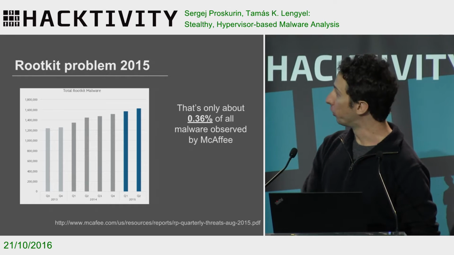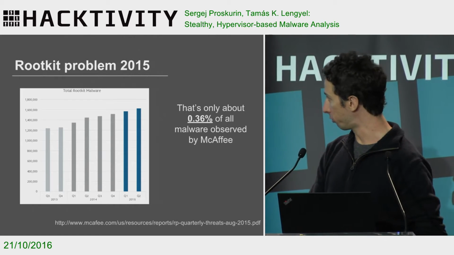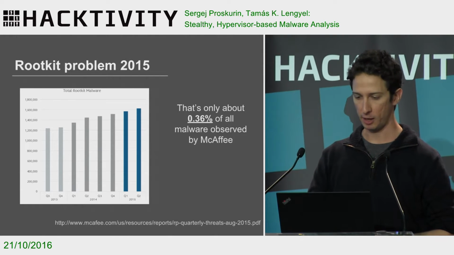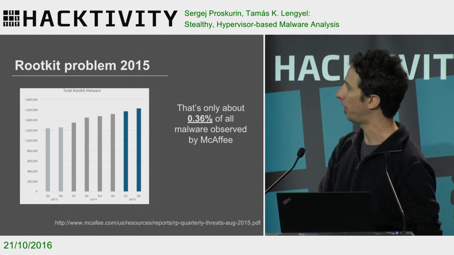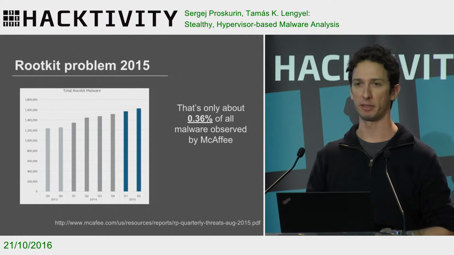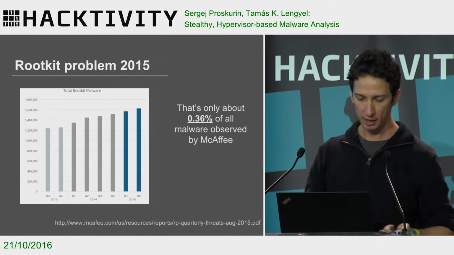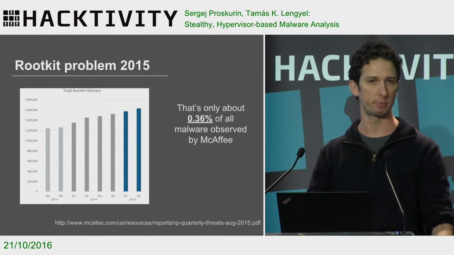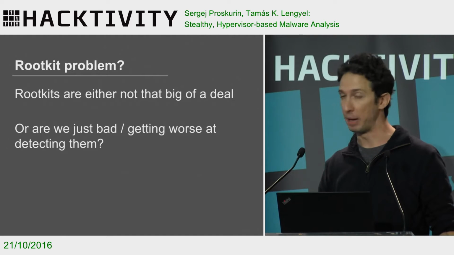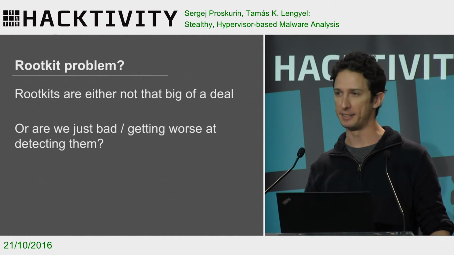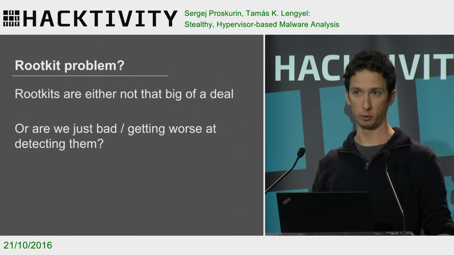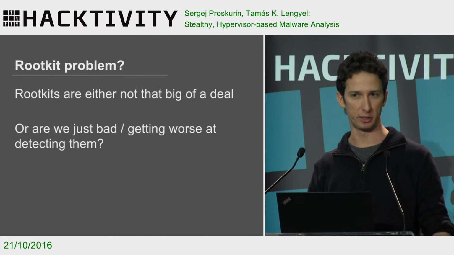So let's just briefly look at the rootkit problem. This is a random graph from a McAfee report that shows an increasing number of rootkits present in the wild. But if you actually compare the numbers, this is still less than 1% of all malware McAfee reported in 2015. So what that means is that, well, rootkits are not that big of a problem. Or are we just really bad at detecting them, right? Our tools are not really designed to be able to deal with even process-level malware that is trying to evade. How are we dealing with rootkits that are trying to evade?